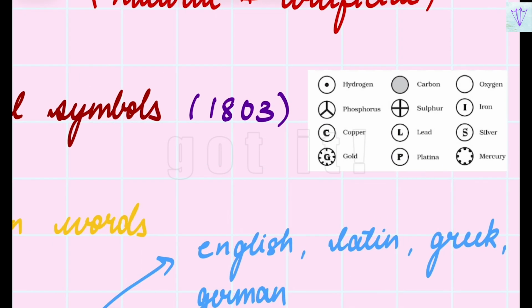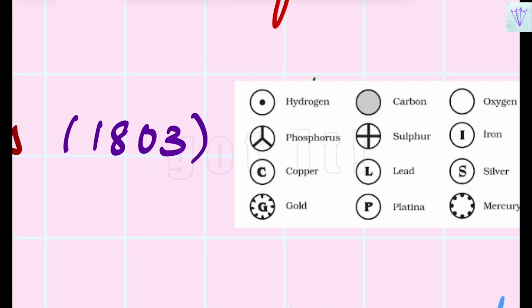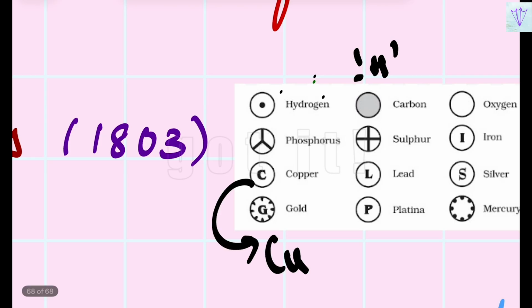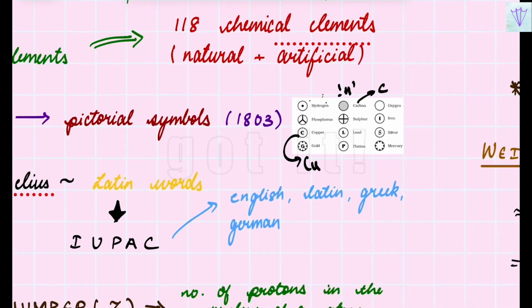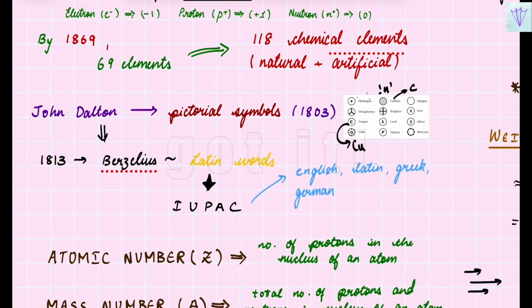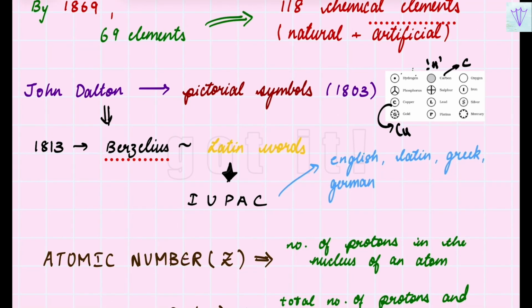For example, if you take hydrogen, the first letter of every element will be a capital letter. If you take copper, it is named Cu. And if you take carbon, it is named C. So the first letter of any element will be a capital letter, and the second one will be a small letter. In this way, they started to give names to different elements because it would be easy for people to speak about the elements worldwide.